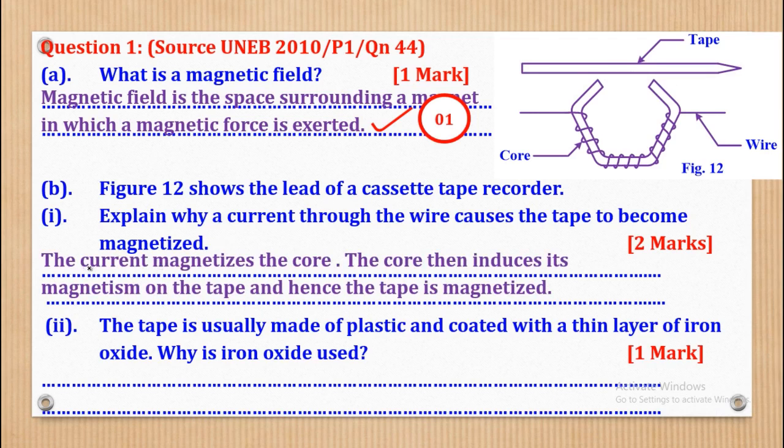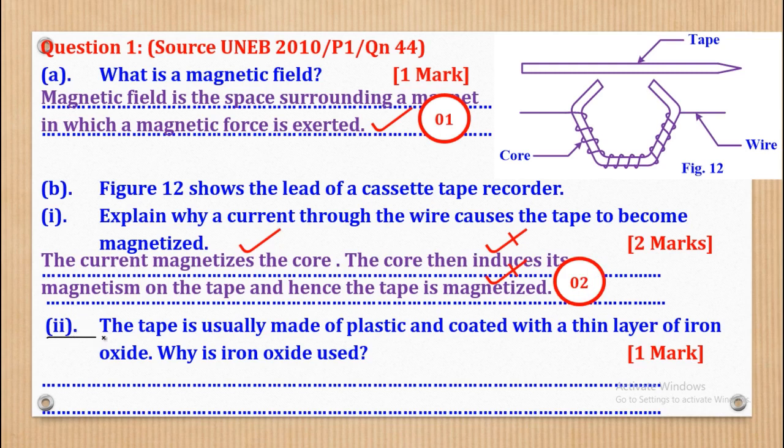So you say that the current magnetizes the core, and I believe by now you know that by the electrical method, when you wind a wire around a material, a metal, that metal will become magnetized, or a magnetic material. After the core gets magnetized, we shall say that the core then induces, know that word, induces its magnetism on the tape, and hence the tape is magnetized. So this tape is magnetized by induced magnetism. Basically that's what they wanted in Roman 1, and if you wrote that, it will be your 2 marks.